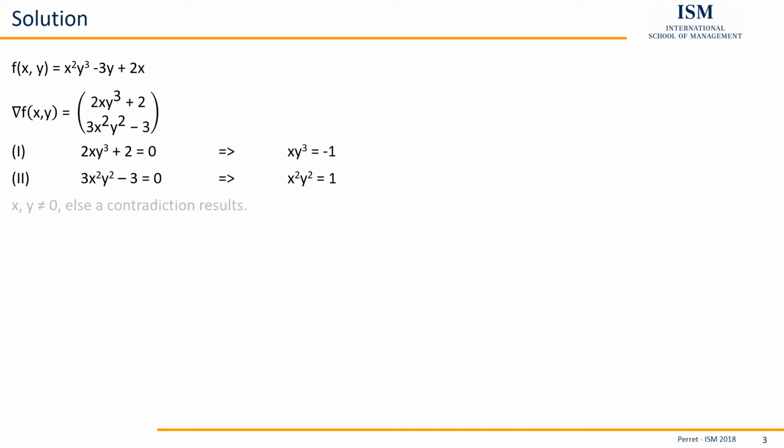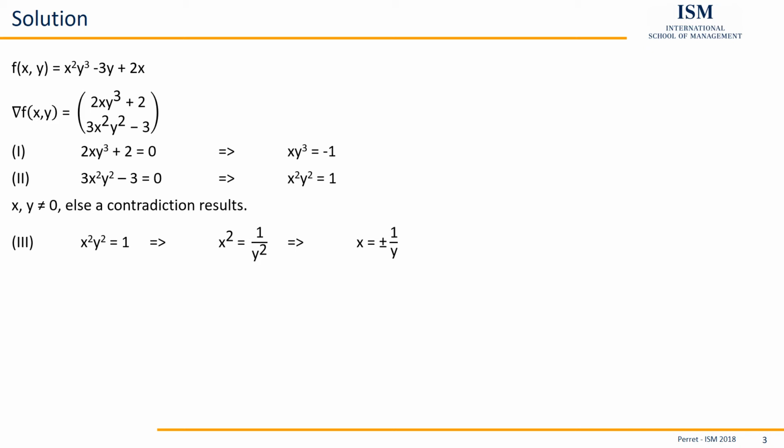Keeping this in mind, we can then again consider the second one and just divide this by y squared. And we have x squared is equal to 1 divided by y squared, and we can take the square root. However, here we need to consider that this can be positive or negative. So here we get as a result x being either plus or minus 1 divided by y.